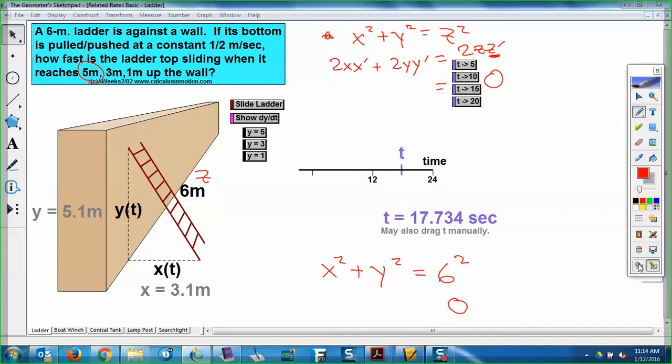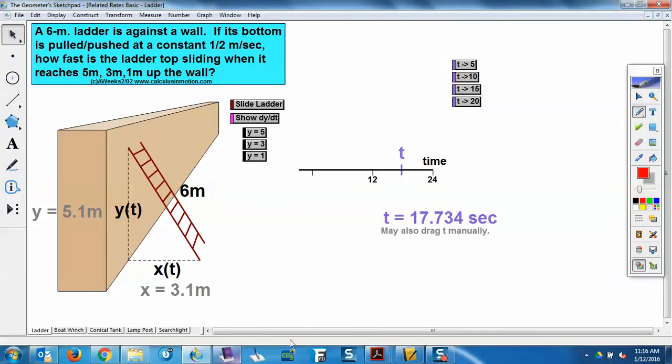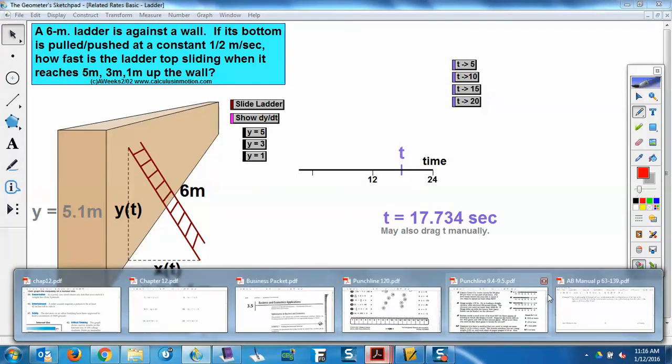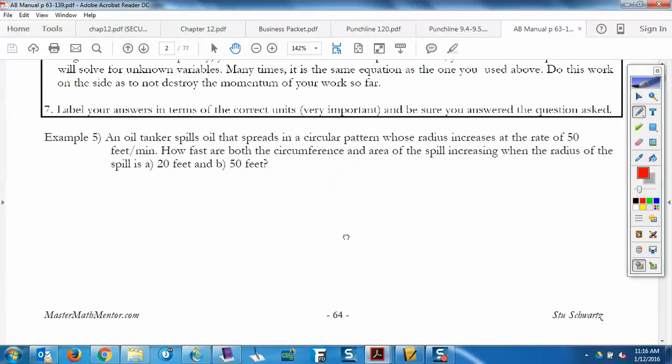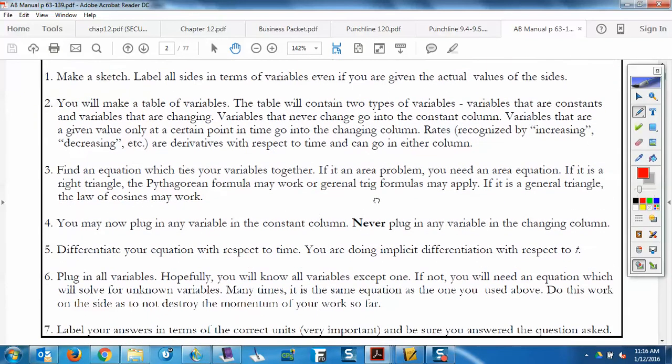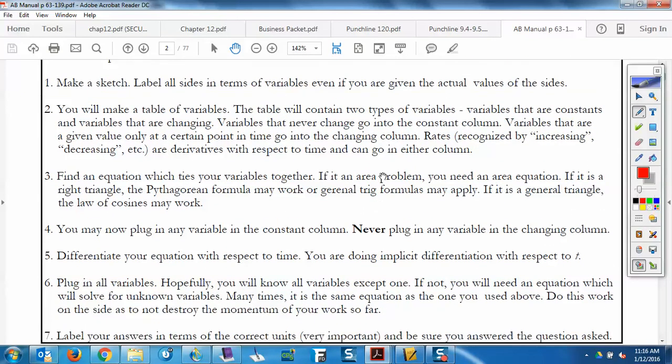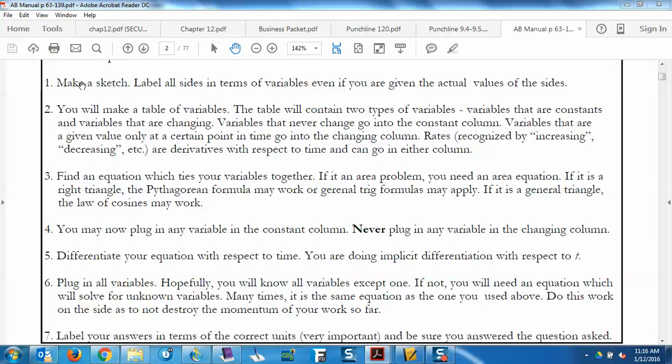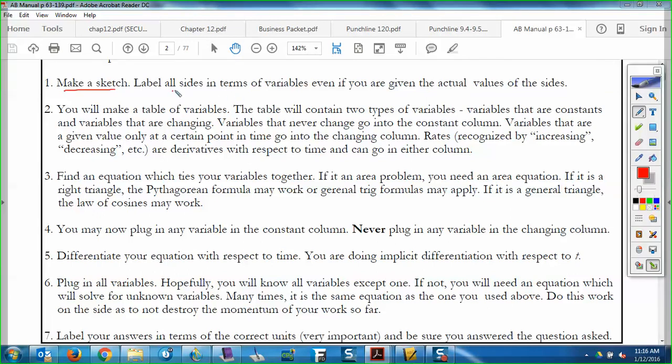All right, while we got our notes here, let's go ahead and go to those and just write down our steps. So let's see what they have for steps here. They say, okay, step 1. Now, you don't have to write all this out. Make a sketch. Okay, label all sides in terms of variables. Now, they say even if you are given values for those variables, I would probably leave that off. That's because where they make that table. I would just say label all sides in terms of variables.